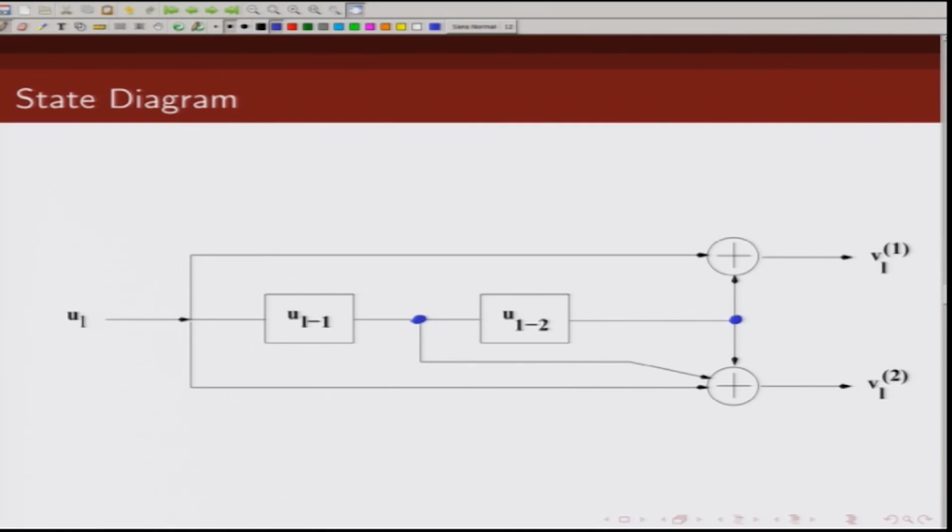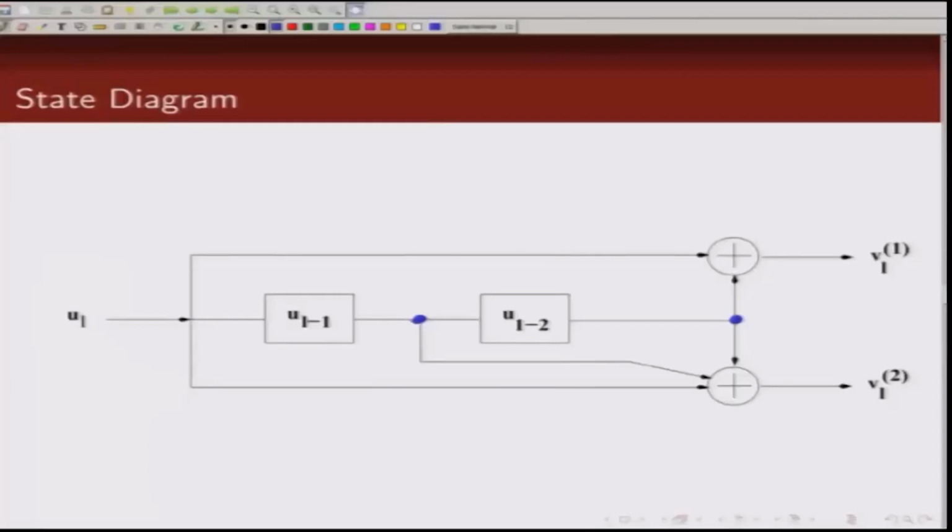As you can see, when you get a new information bit, depending upon what the state is, you will get the corresponding output. And this new information bit will, in the next cycle, move here, and whatever was here will move here. So, there will be a state transition, because this U L will move to this location, and what was stored here will move to this location.